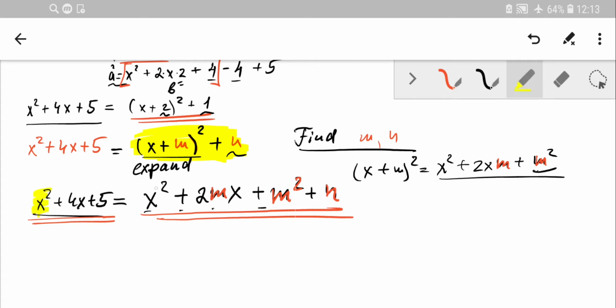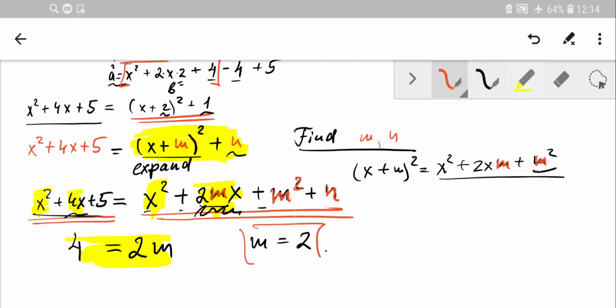So x squared and x squared match. The 4x should be equal to 2mx, because this is the only x term, a single term on the left side that contains only x to the power 1, corresponding to the term 2mx. So we can say that the coefficient 4 just before x should be equal to the coefficient before x on the right side. From here we set up an equation for m, from which we can determine m. So m is 4 over 2, which is 2.